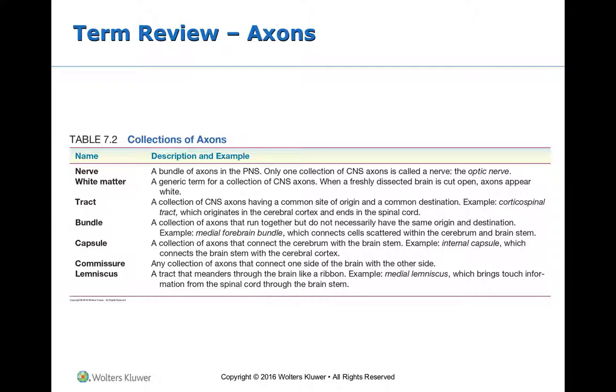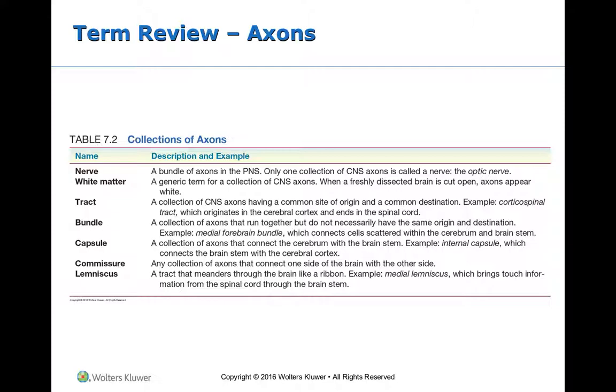A bundle is a collection of axons that run together but don't necessarily have the same origin or destination. A capsule is a collection of axons that connect the cerebrum with the brainstem. A commissure is a collection of axons that connect one side of the brain with the other. And a lemniscus is a tract that meanders through the brain like a ribbon. Again, as we go through each of these terms through the course, they'll become more clear.